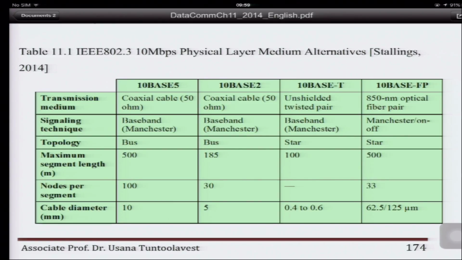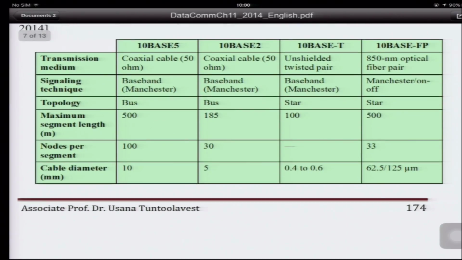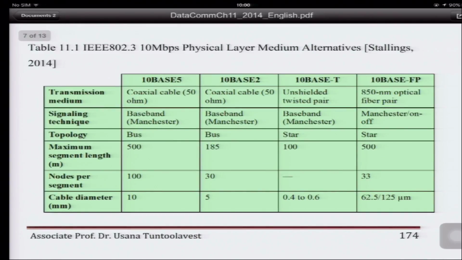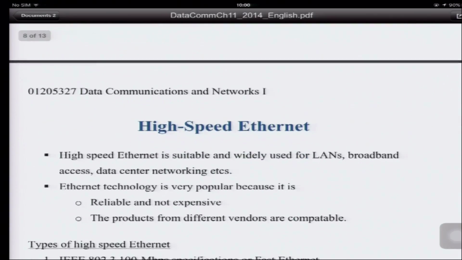We use the topology for the 10 base 5 and 10 base 2 are bus, but 10 base T are star. We have the segment length, we have the nodes per segment, we have the cable diameter. So this is some specification that you can look up by yourself for different standards.